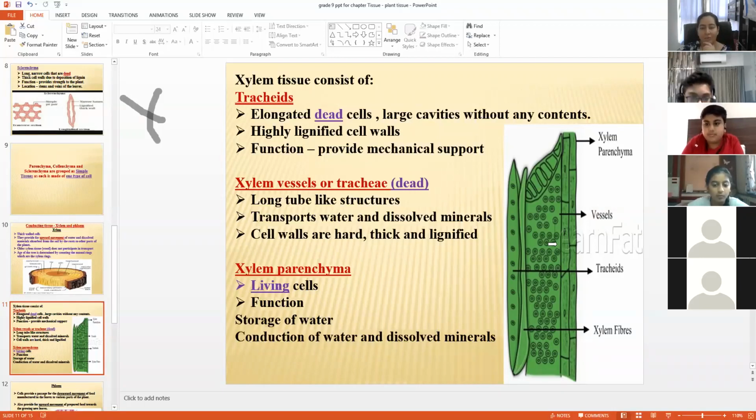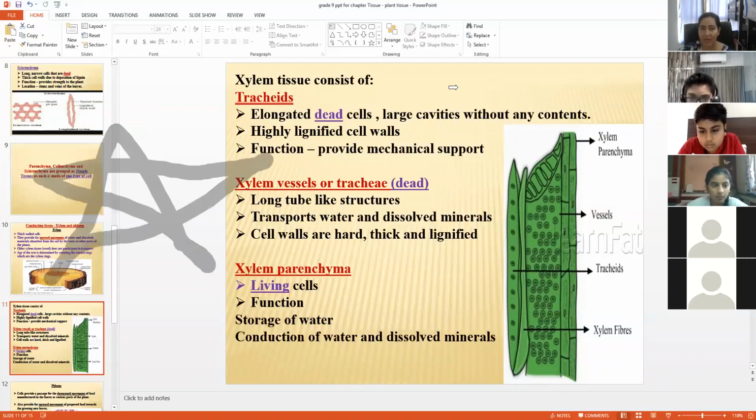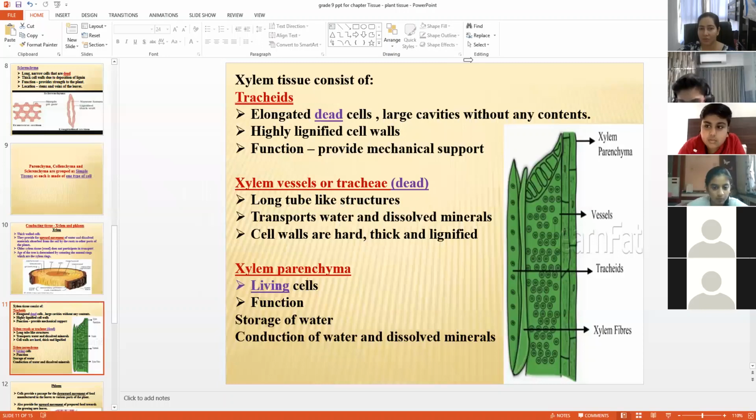Okay, now we are talking about the tracheids. The tracheids are elongated. See this last part, they are elongated dead cells, with large cavities without any contents. Children, you just have to learn this, okay? They have highly lignified cell walls and they provide mechanical support.